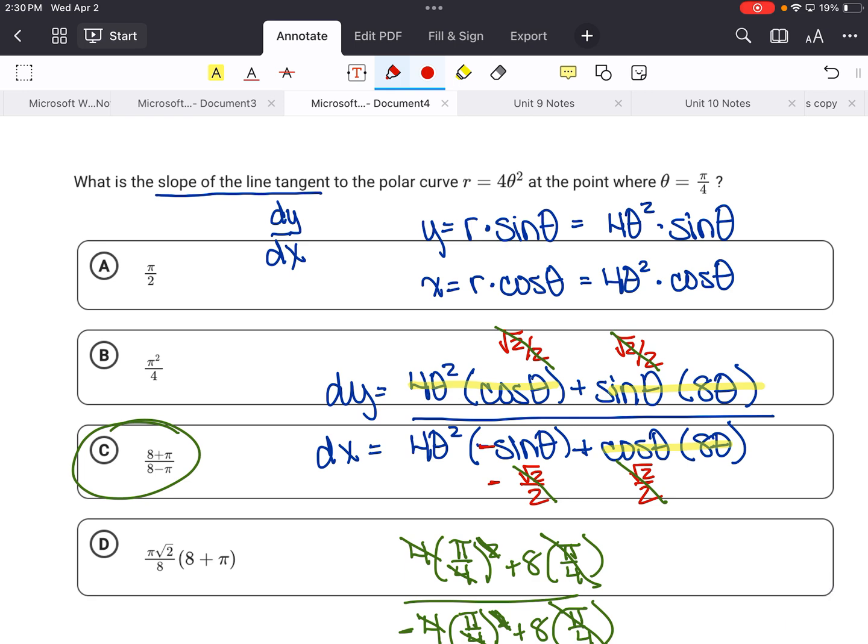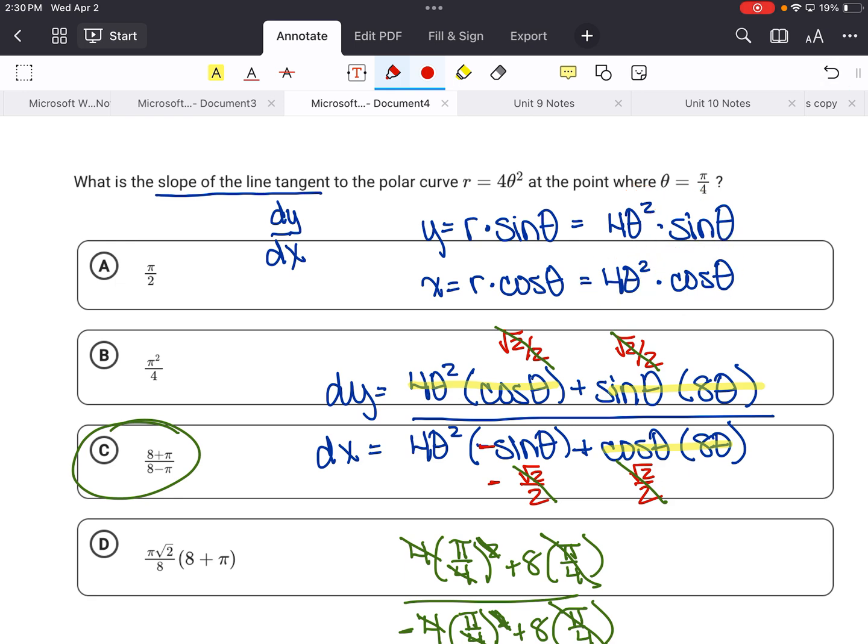Slope of the tangent line is dy dx. So this is polar, but I need slope dy dx, and I don't see any x's and y's in here. So I'm going to have to rewrite this in terms of x's and y's. What do I know about polar with x's and y's? I know y is equal to r times the sine, and I know x is equal to r times the cosine. So here's my r times sine and here's my r times cosine.